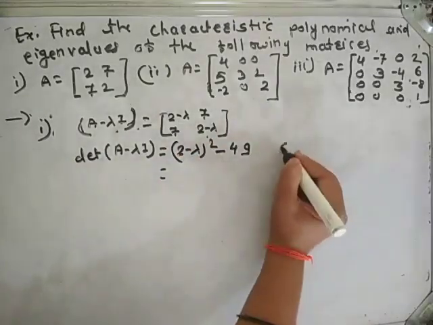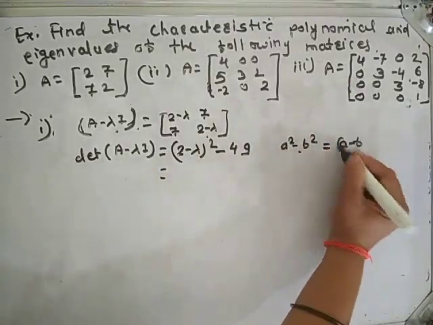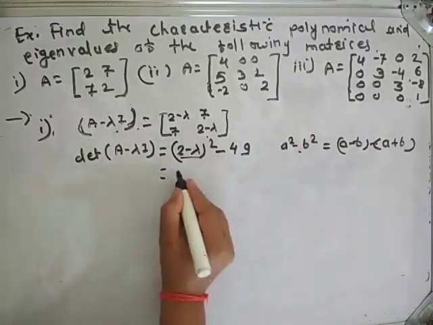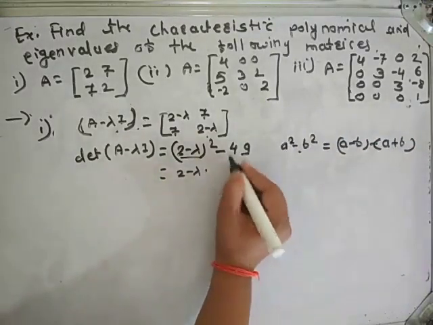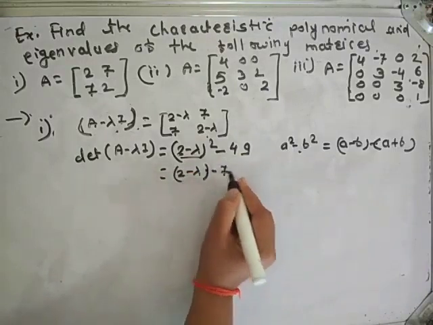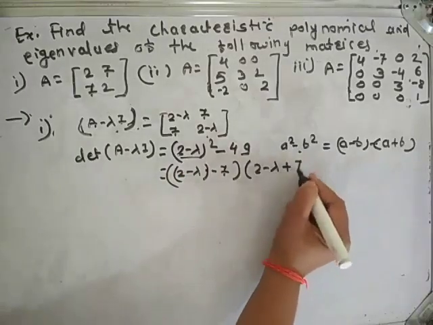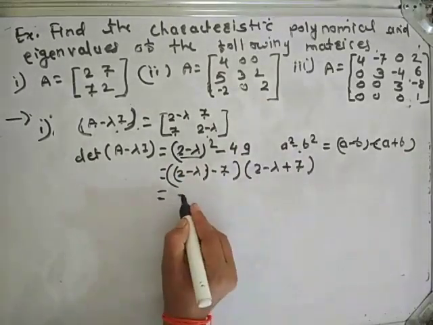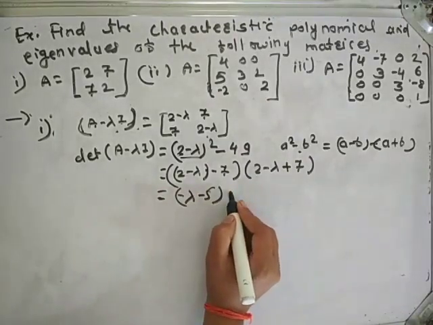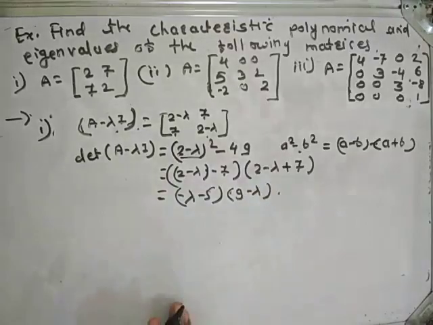Okay, this is of the form A square minus B square, and we know that this is equal to A minus B into A plus B. So this is 2 minus lambda, and this is the square of 7. So (2 minus lambda minus 7) into (2 minus lambda plus 7). So we will get minus lambda minus 5 into 9 minus lambda.